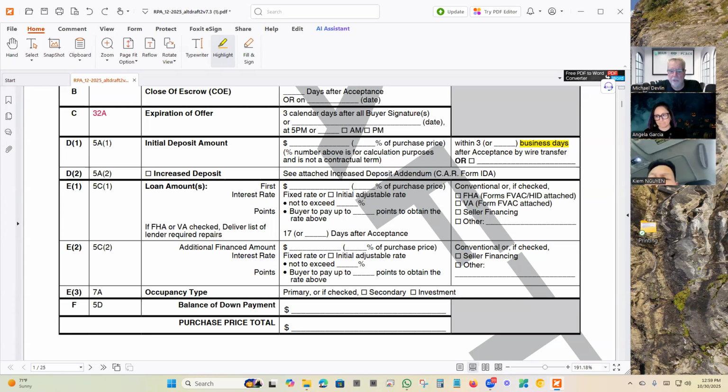Occupancy type, notice its default is primary. Now, if you use the RIPA, the Residential Income Purchase Agreement, it's switched because the assumption is you're using it because the property is already rented out, therefore it's an investment. But this is the residential purchase agreement. It's assumed that it's primary, but you could check the other boxes. Balance of down payment, purchase price total, the system will add all that up for you.